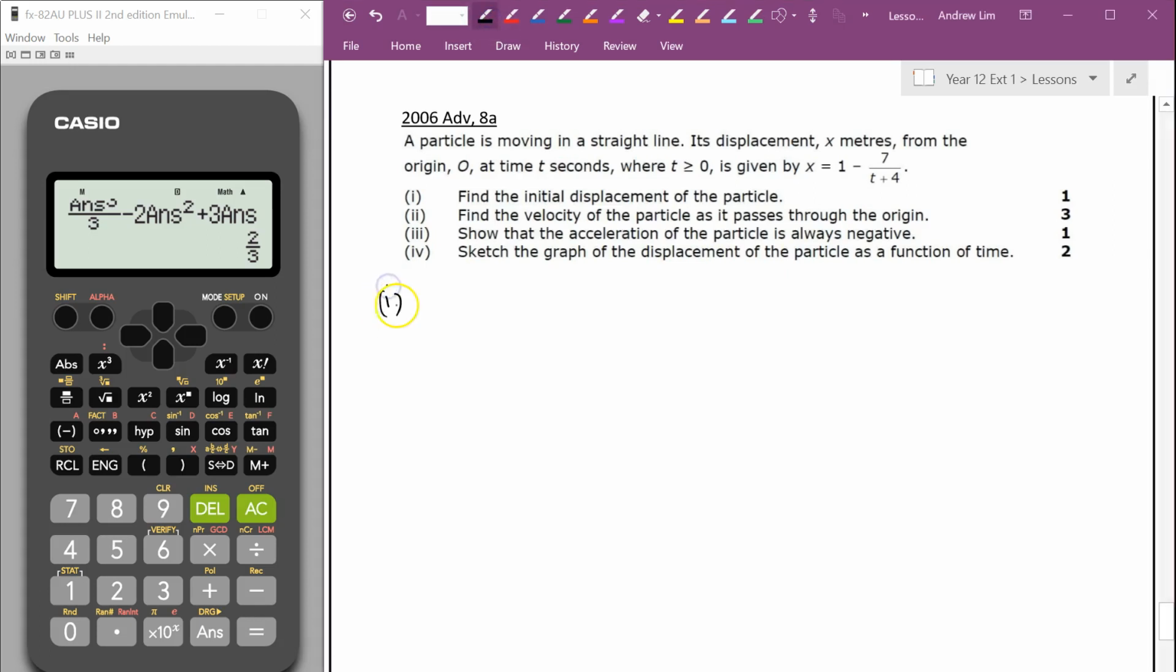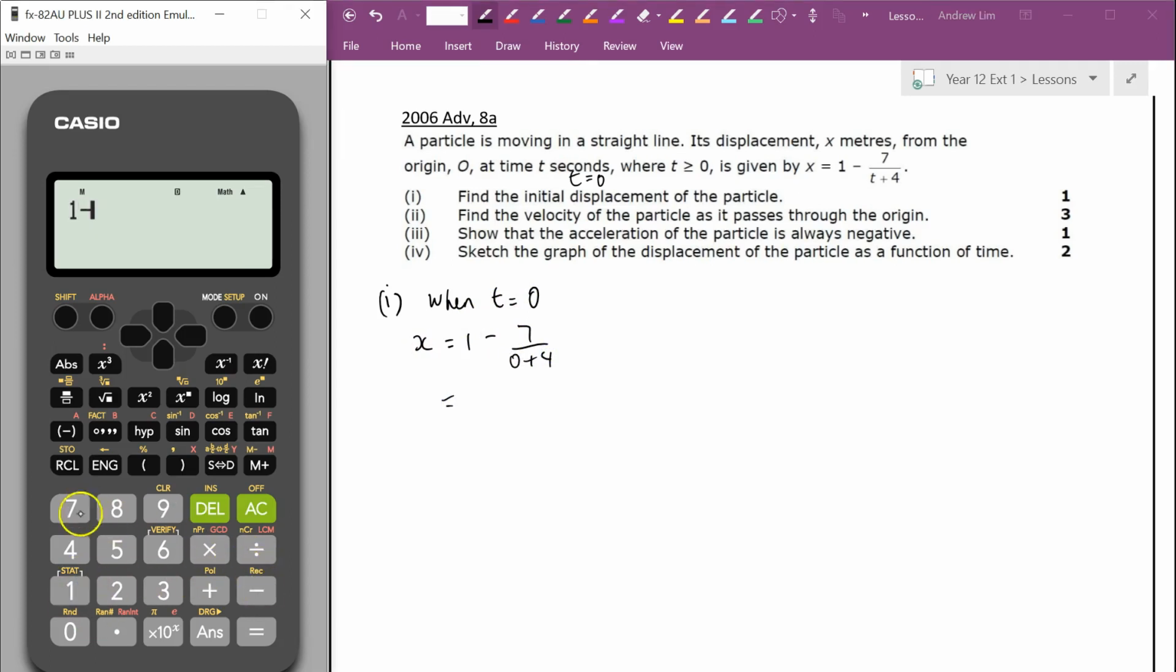Initial displacement means when t is equal to 0, what is x? Well, we're already given x, so we can just write that. When t is equal to 0, x is equal to 1 minus 7 over 0 plus 4. We can put that in our calculator. 1 minus 7 over 4 is negative 0.75. I'm just going to write m there, put the units in, meters.